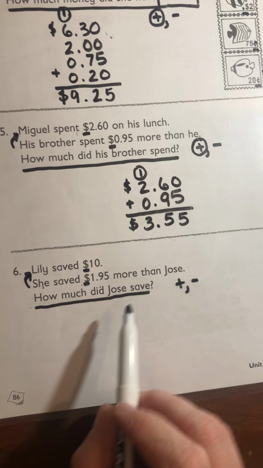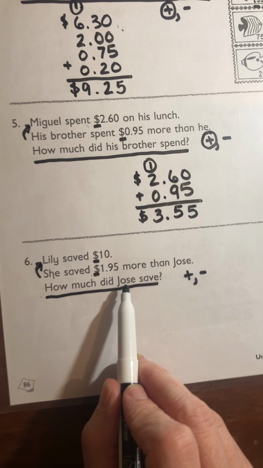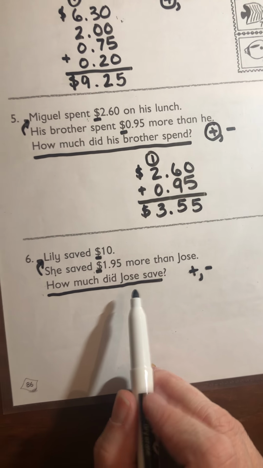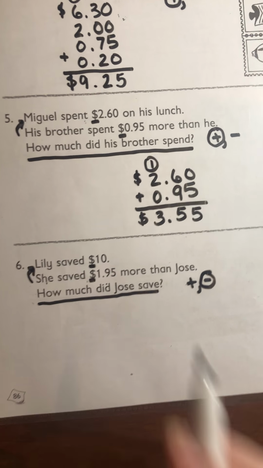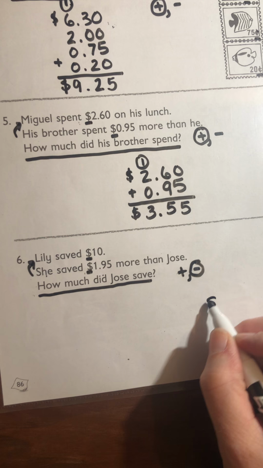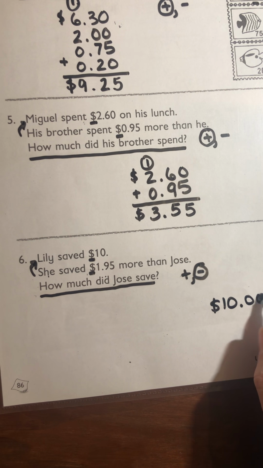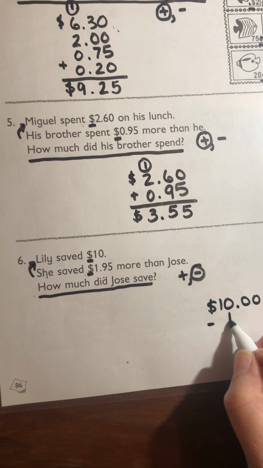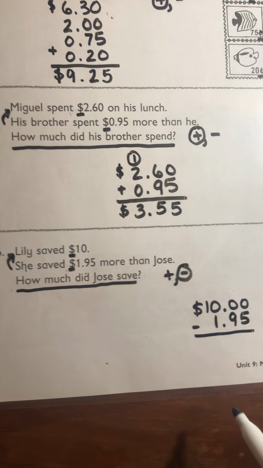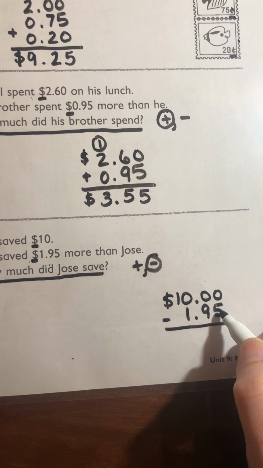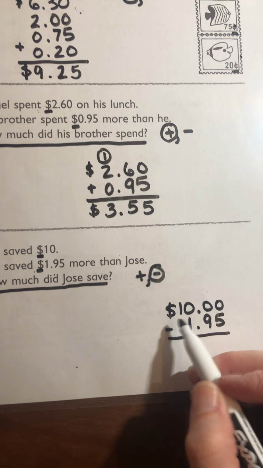So if it's asking about how much did Jose save, and we know Lily saved more, it means Jose saved less. What do we have to do to find less? We subtract. Okay, what goes on top? Our $10. Remember, with this $10, we have to add our 0, 0. Okay, we're subtracting our $1.95, line everything up so that it looks right. Okay, so 0 take away 5, we can't do it. Oops, there aren't any there. We have to go all the way over.